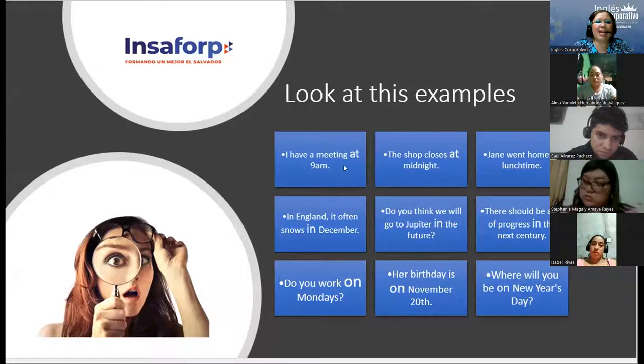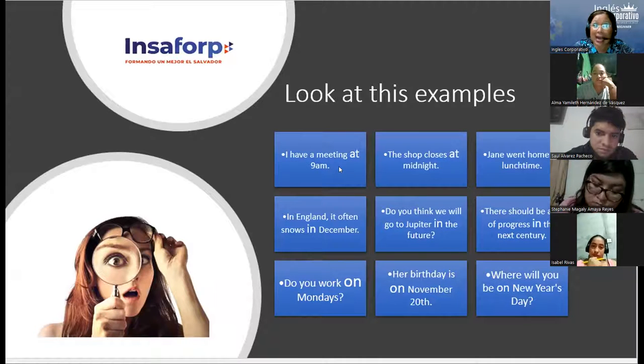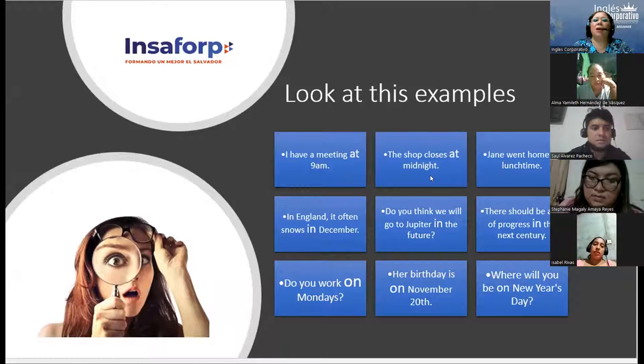It says, I have a meeting at 9 a.m. This is what we were doing right now. We were saying an activity and the exact time we do that activity. Let's look at this other one. The shop closes at midnight.